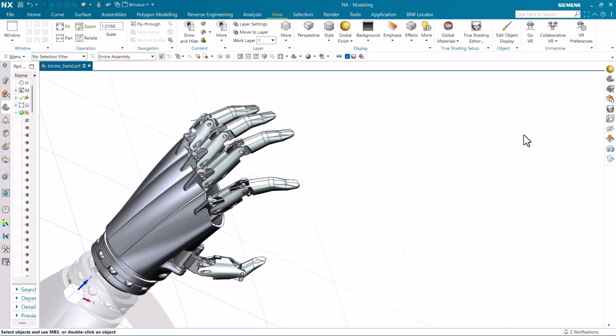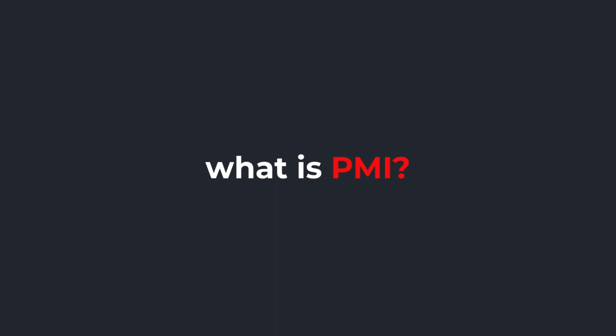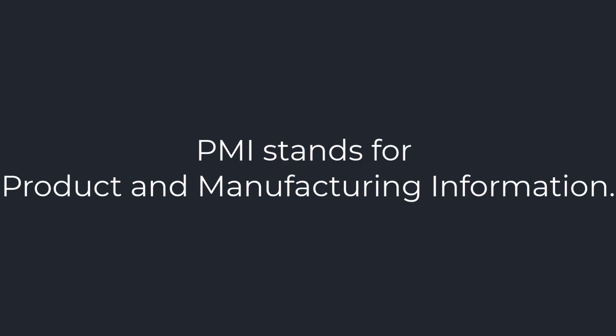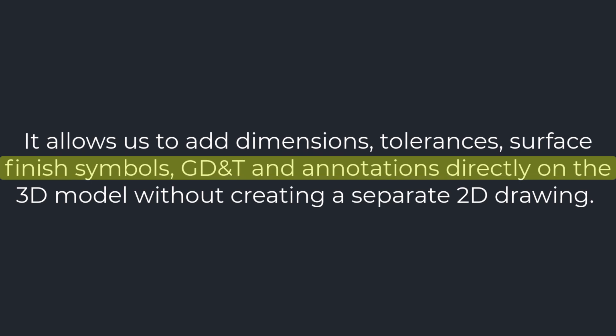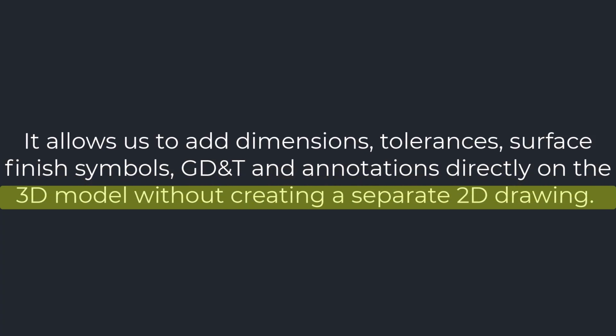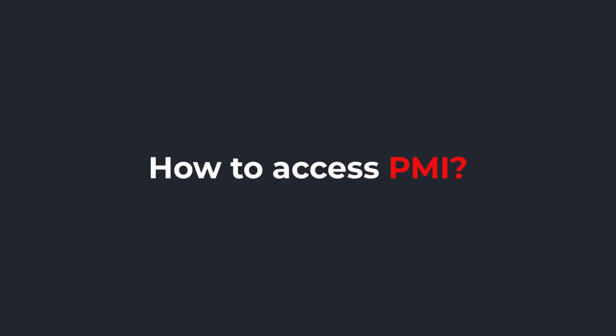Now, let's jump into Siemens NX and understand how we can apply PMI, Product and Manufacturing Information, directly onto the 3D model. What is PMI? PMI stands for Product and Manufacturing Information. It allows us to add dimensions, tolerances, surface finish symbols, GD&T, and annotations directly on the 3D model without creating a separate 2D drawing.